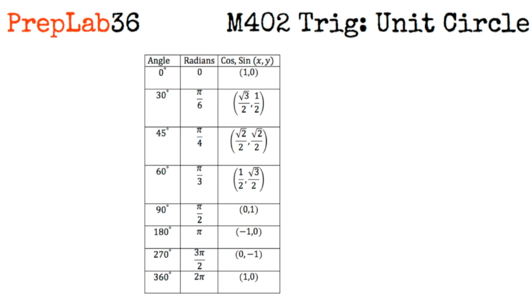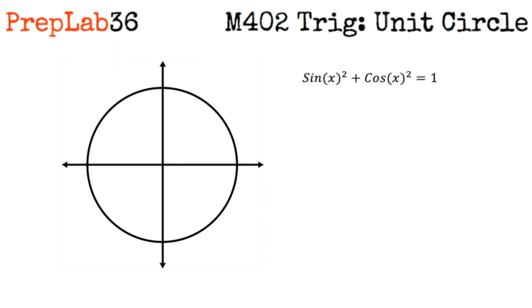Here's a handy chart. It'll be on the PDF. Download it and memorize it. The ones that I went over are 0, 30, 45, 60, 90, 180, 270, and 360. Their radians match up at 0, pi over 6, pi over 4, pi over 3, pi over 2, pi, 3 pi over 2, and 2 pi. And here's the sine and cosine, like on the unit circle. Memorize this. You learned it in Trig class. If you haven't had it yet, you can learn it and do very well on this singular problem that'll be on the SAT.